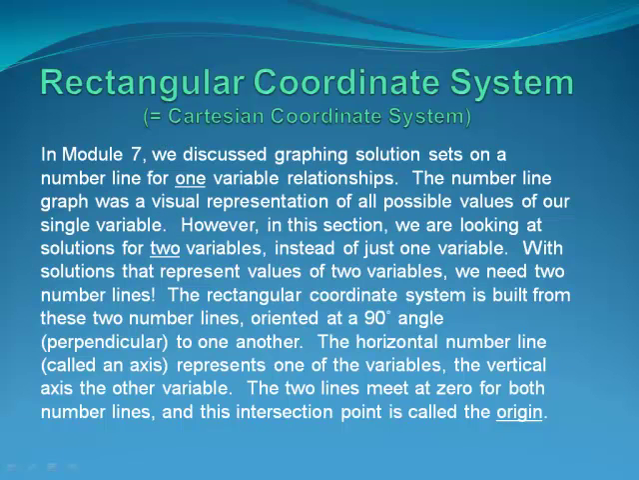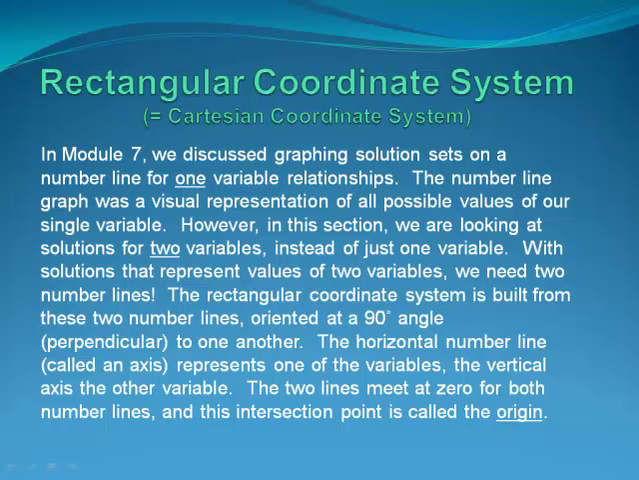The rectangular coordinate system, or the Cartesian coordinate system, is the system we're going to use to plot our solution sets for two variables. In Module 7, we discussed graphing solution sets on a number line for one variable relationships. The number line graph was a visual representation of all possible values of our single variable. However, in this section, we are looking at solutions for two variables instead of just one variable. With solutions that represent values of two variables, we need two number lines.